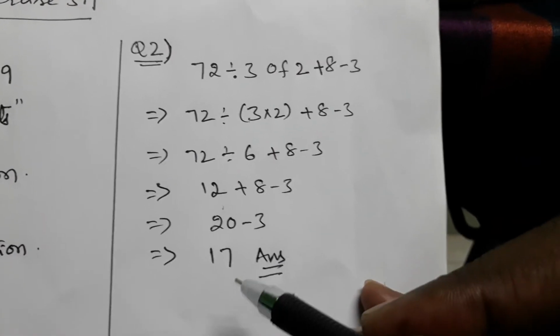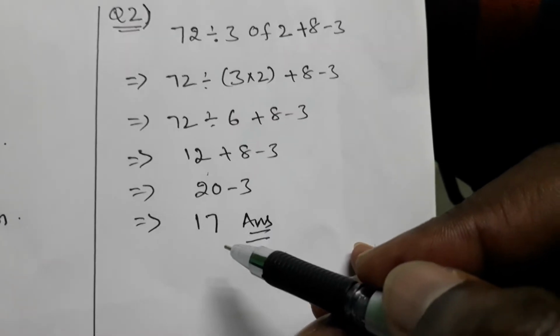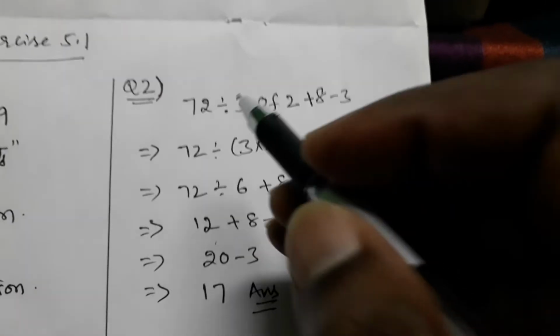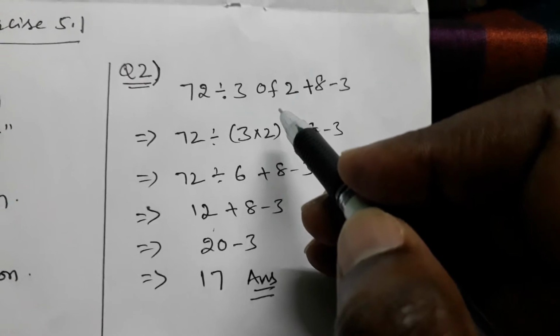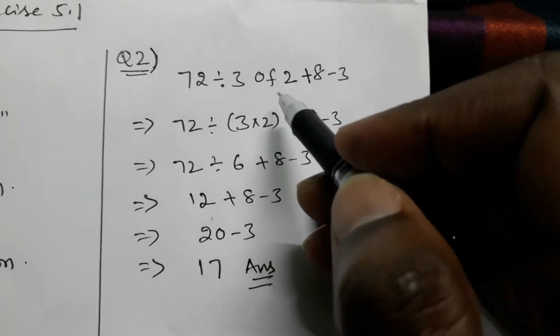So the final step is subtraction: 17. Once again I will say, first do brackets, then "of", then division.